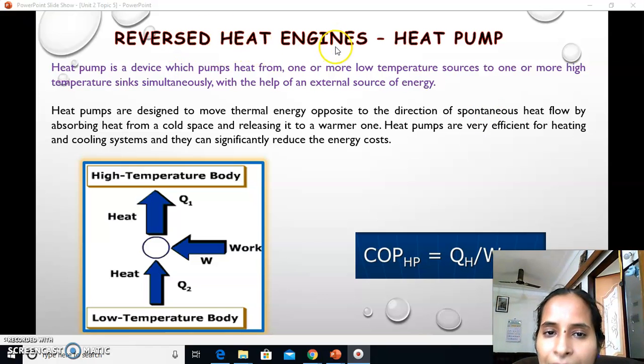Here in these reversed heat engines, all the heat flow and the work flow is exactly opposite to the direction of spontaneous heat flow. Okay, so usually the heat would be flowing from higher temperature to lower temperature, but in this heat pump it will be flowing in the direction of lower temperature to the higher temperature body. And heat pumps are very efficient for heating and cooling systems, and they can significantly reduce the energy cost. And COP of the heat pump is equal to the desired higher heat divided by the net work.